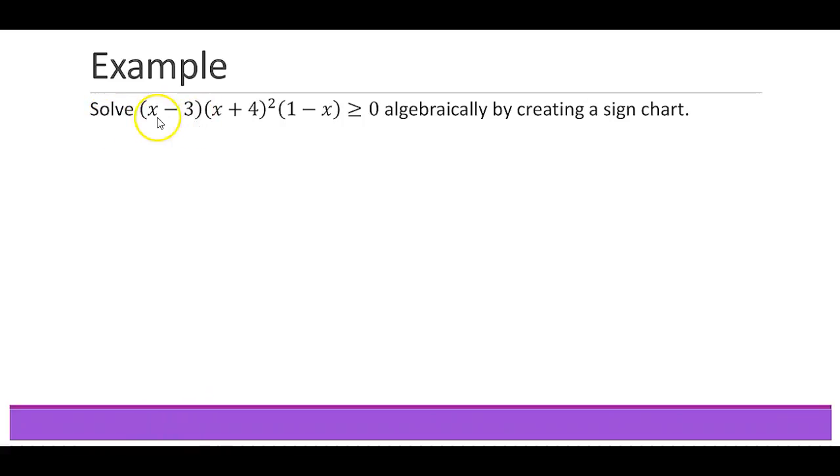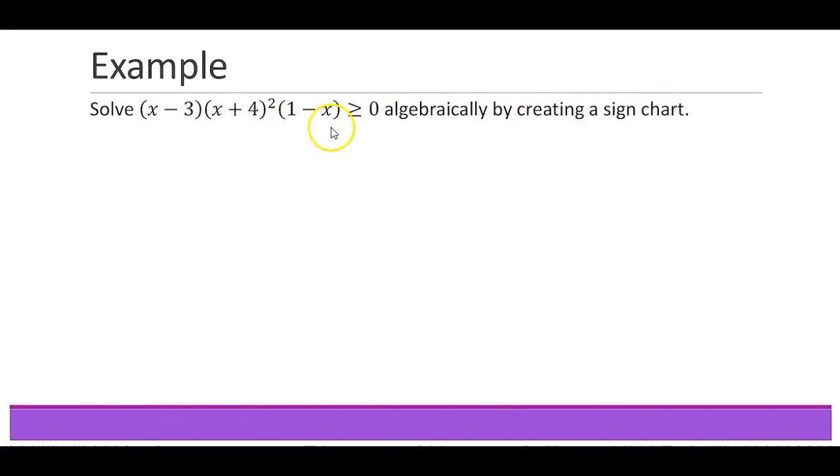In this example, we'll solve quantity x minus 3 times quantity x plus 4 squared times quantity 1 minus x greater than or equal to 0 algebraically by creating a sign chart. So algebraically means by creating a sign chart as opposed to doing a graph.